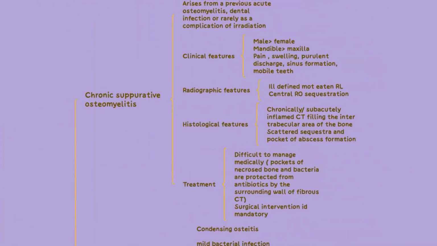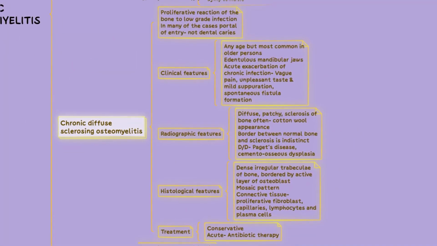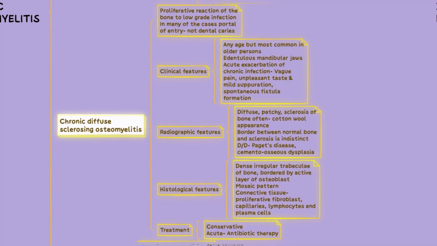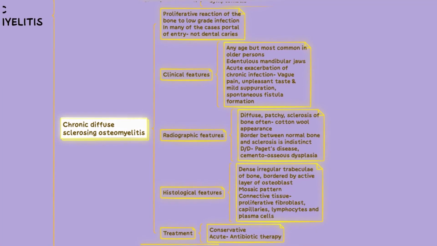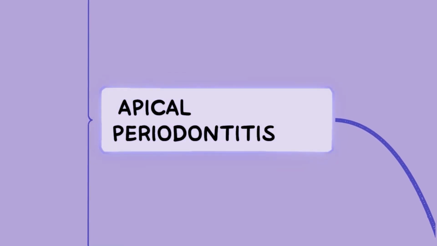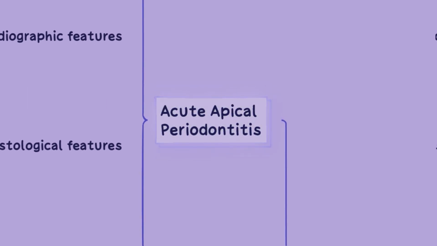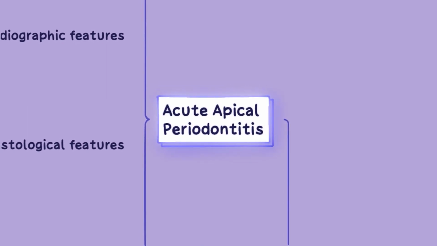Some important points on chronic suppurative osteomyelitis and chronic diffuse sclerosing osteomyelitis are given in this section of the mind map and can be noted down from here. The next periapical disorder we see is apical periodontitis, which can be acute or chronic. Acute apical periodontitis is an inflammatory condition that occurs in the periodontal tissues.